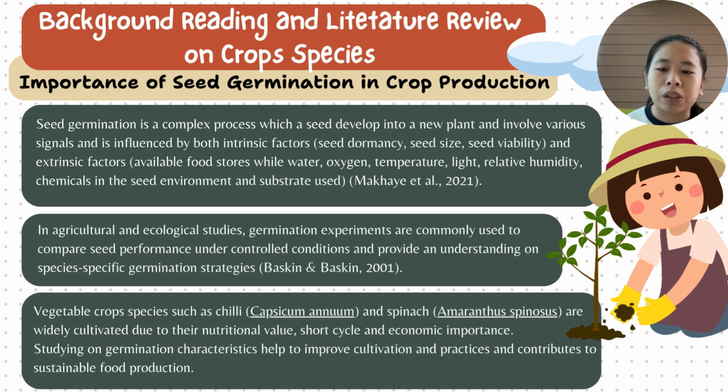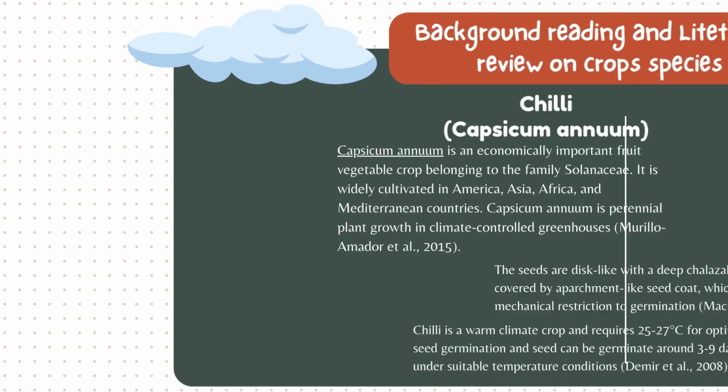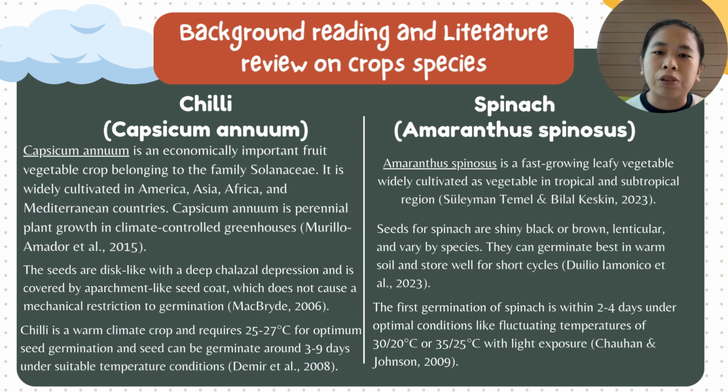Vegetable crop species such as chili and spinach are widely cultivated due to their nutritional value, short cycles, and economic importance. Studies on germination characteristics help to improve cultivation practices and contribute to sustainable food production. So next is about the chili and also the spinach.